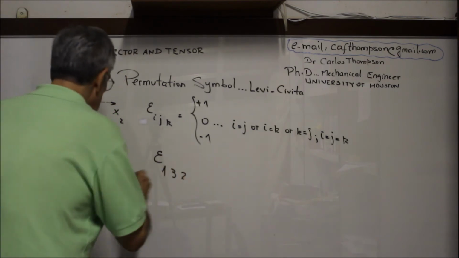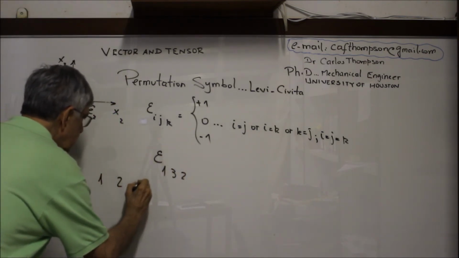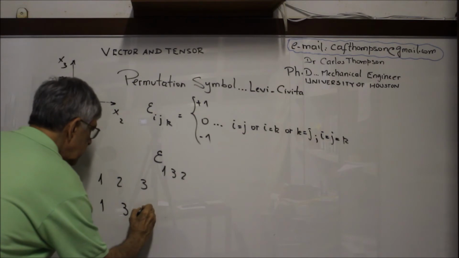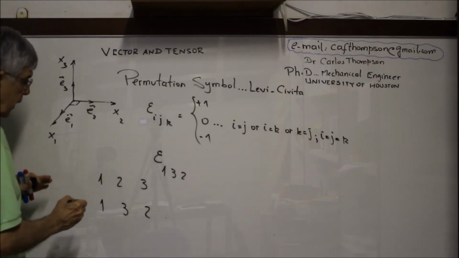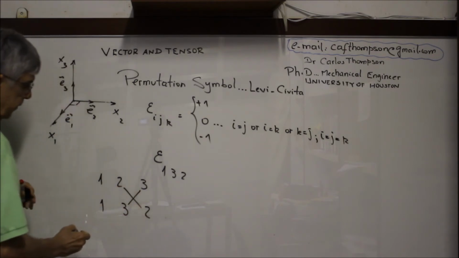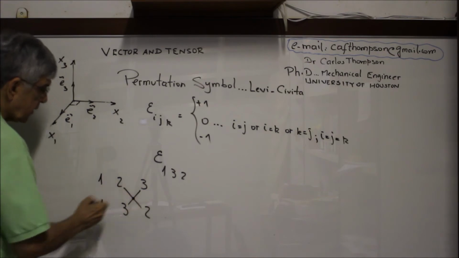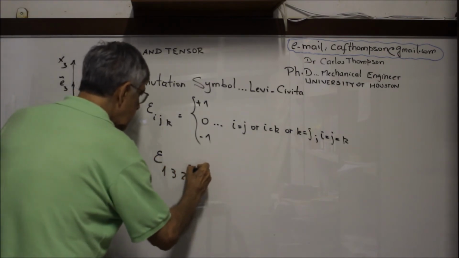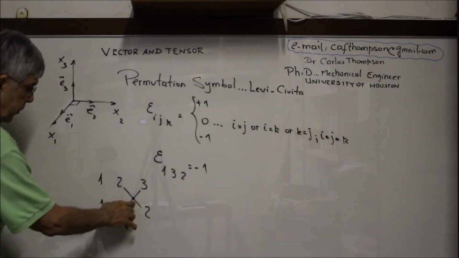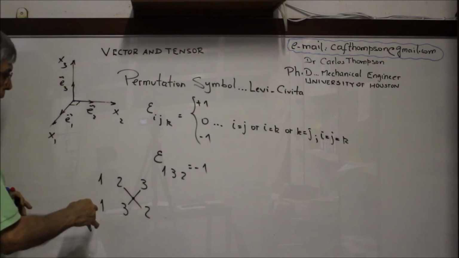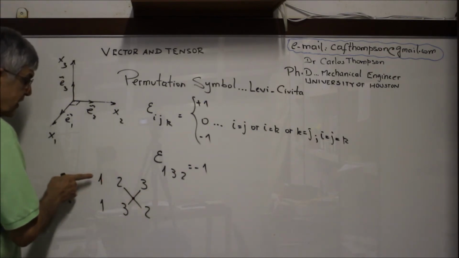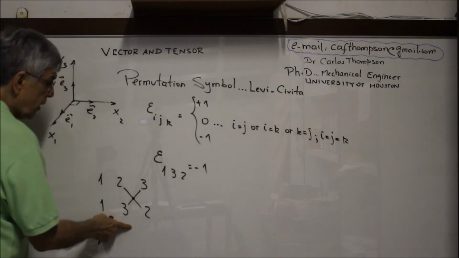You do like this. You write down here 1, 2, 3. Here you put 1, 3, and 2. Now you join 2 with 2 and 3 with 3. You have only one intersection, so this is equal to minus 1. See? The number of intersections will tell you if 1, 3, 2 is on the same rotation or not.